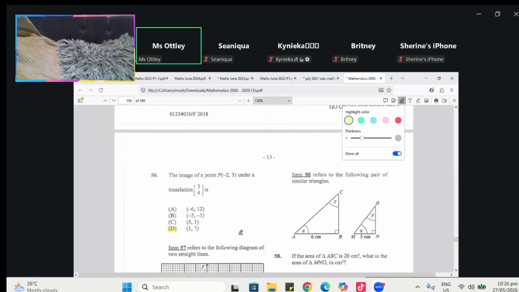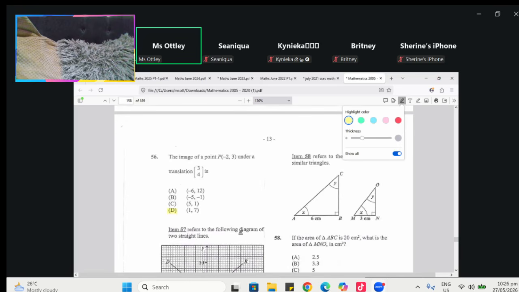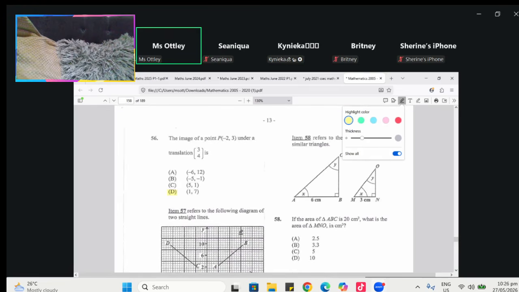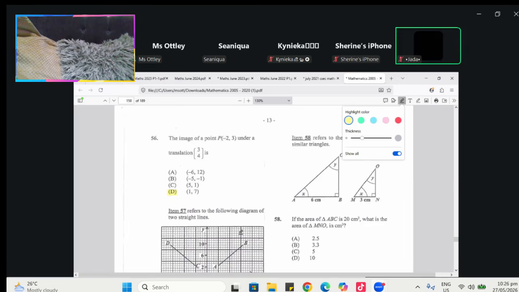Item 58 refers to the pair of similar triangles. The area of triangle ABC is 20 centimeters squared. What would be the area of triangle MNO in centimeters squared? 10. You sure? Let's just guess it now. The answer is 5.